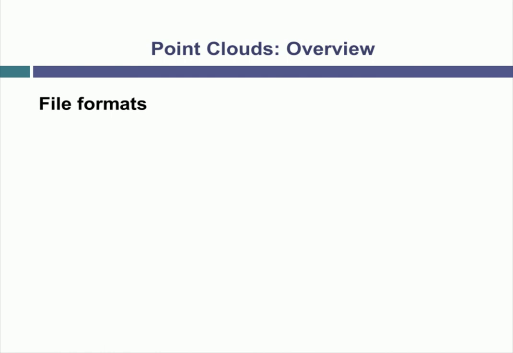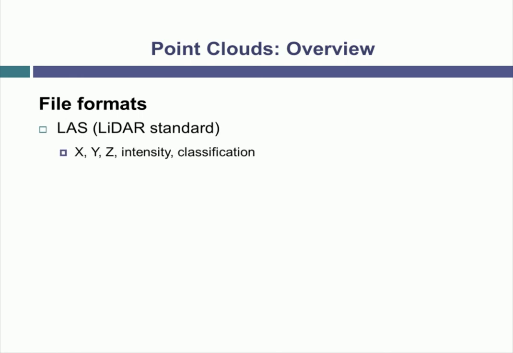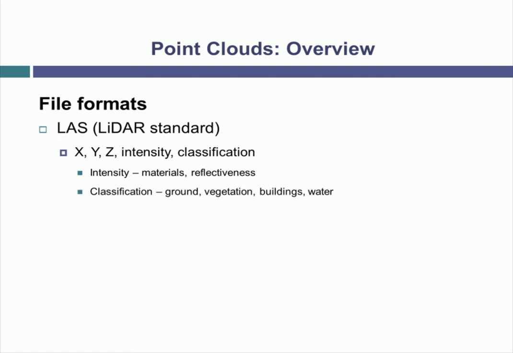The file formats that the information used in the point clouds is stored in can include LAS. It includes XYZ, intensity, and classification information. The intensity includes information about materials and their reflectiveness. And the classification would include things like ground, vegetation, buildings, and water. DEM files can also be used, which could include GeoTIFFs, SDTS, and ESRI grid files.